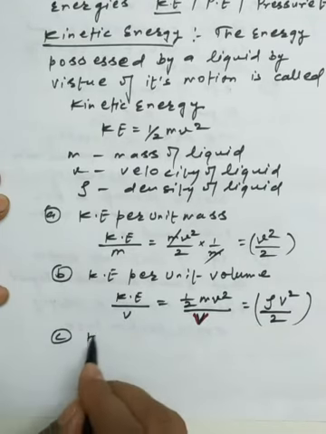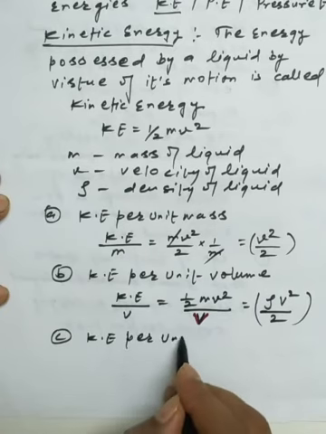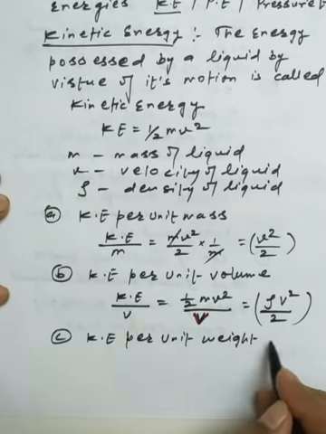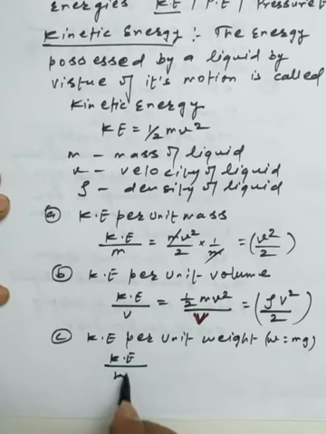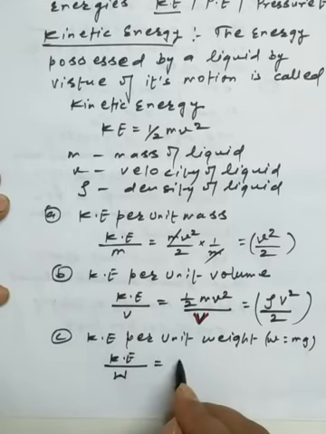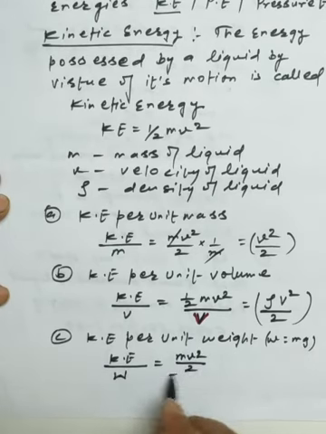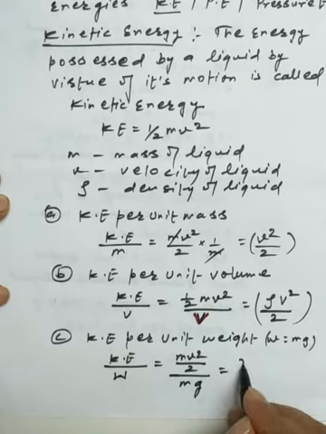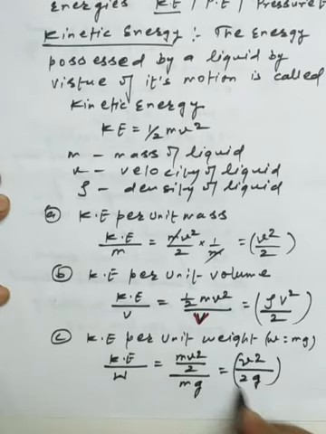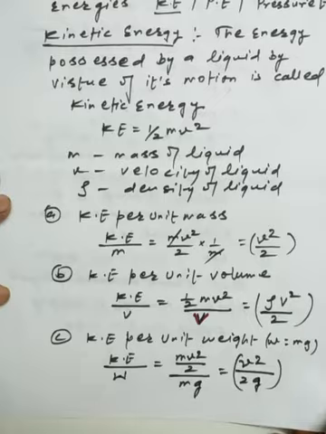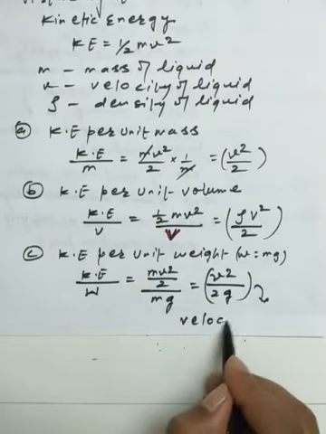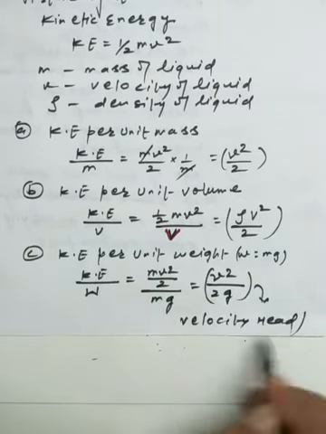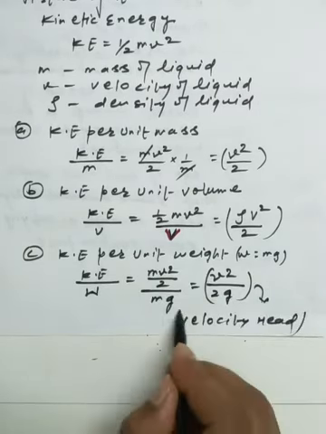Now the C, that is called the kinetic energy per unit weight, and the weight has the formula mg. So kinetic energy per unit weight, where W is weight, means half mv square is to be divided by W is equal to mg, and it comes to v square upon 2g. And this v square upon 2g is sometimes called the velocity head. Keep this inside your mind.